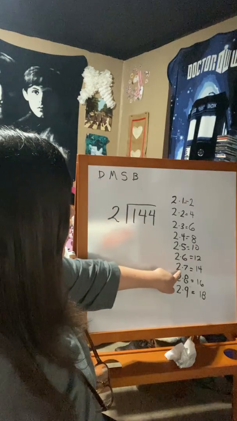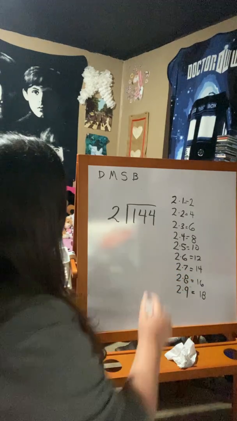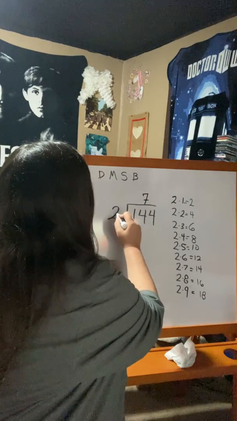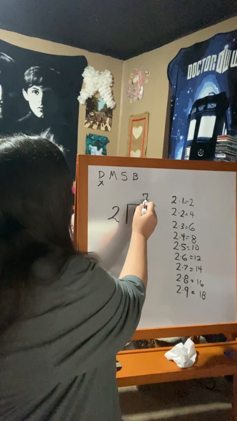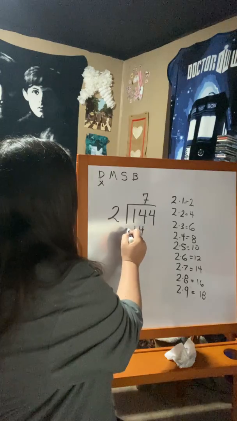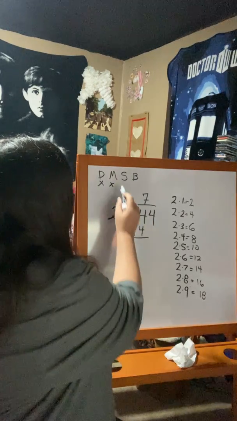Yes. There is a number, 2 times 7, that is exactly 14. So 7 times 2 is 14. We divided by writing the 7 up there. Then we multiplied. 7 times 2 is 14. We multiplied those two numbers. And then we subtract.